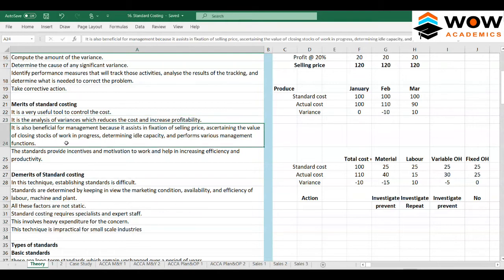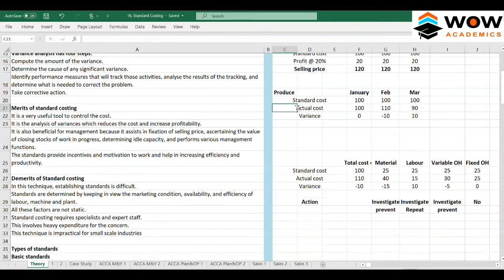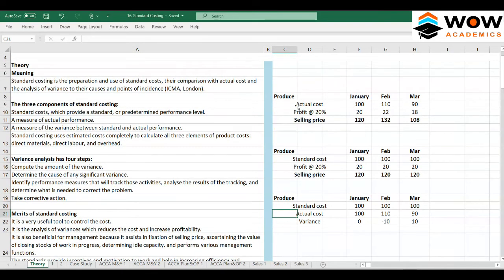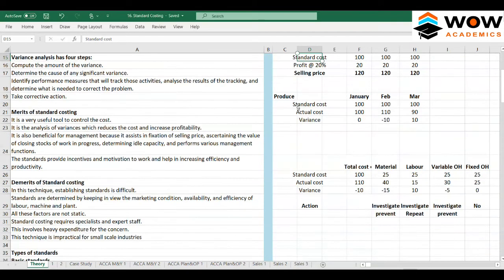It is also beneficial for management because it assists in the fixation of selling price. So hope you got that idea from this explanation. If we charge actual cost, it is very confusing for the customer. We should charge a standard cost. Okay, so standard costing helps in the fixation of selling price, ascertaining the value of closing stock, of work in progress. See, you can find out what is the worth of closing stock based not on the actual but on the standard cost. Okay, on the standard cost you can find out what is the closing stock value.